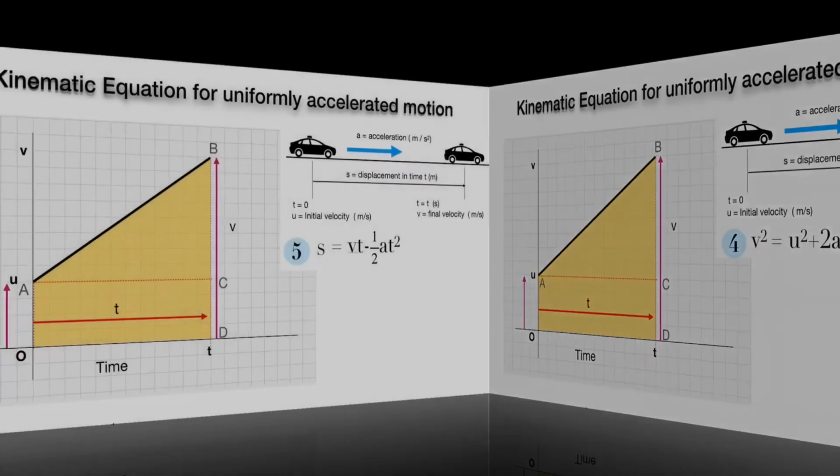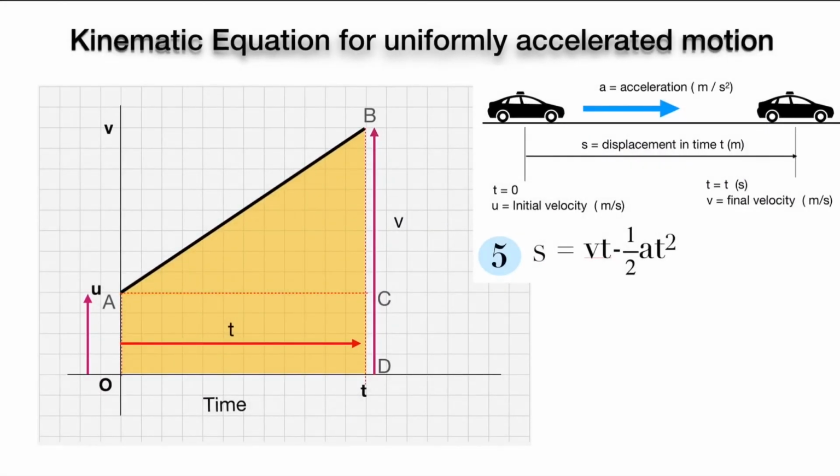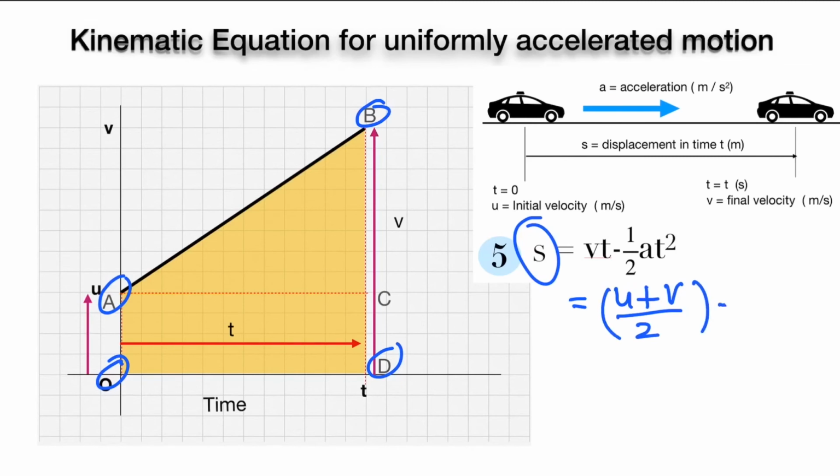Now let's check out the final equation, which is s equal to vt minus half at square. Okay. Again, this equation is for displacement, so we are going to use the area under the curve. So here the displacement is the area of this trapezium, right? And the area of the trapezium, as we discussed just now, is given by the average of the two parallel lines multiplied by the distance between these two parallel lines, t. Right? So here in this we don't have u. So we need to replace u from the equation number 1.